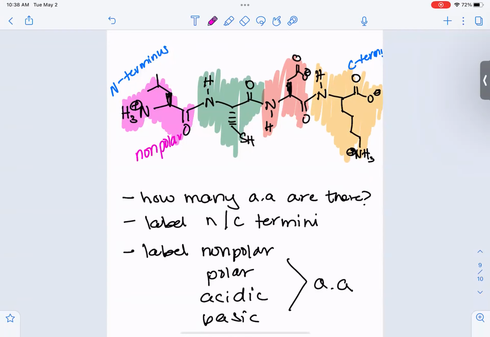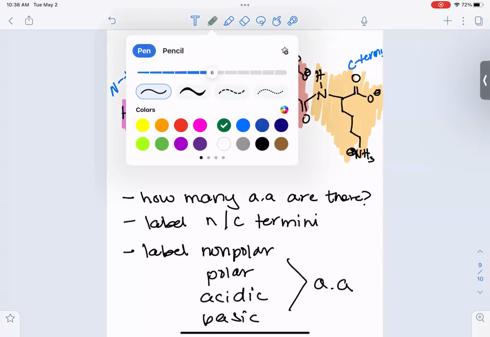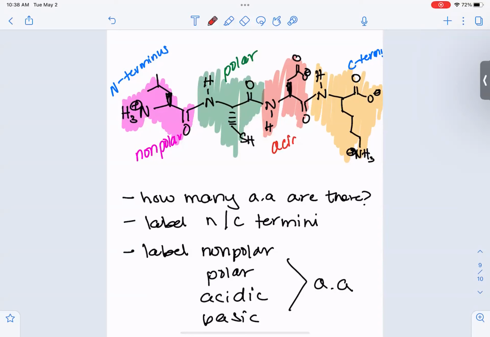Non-polar. Polar. Acidic. Basic, because of this amino group. Do we see that? Pretty straightforward. All right.